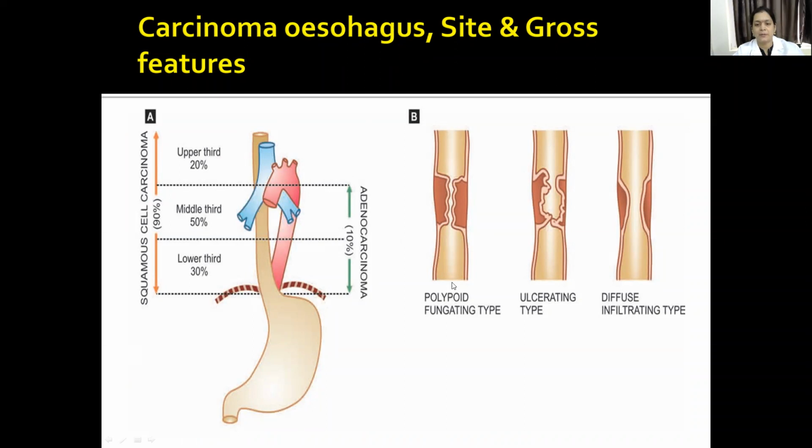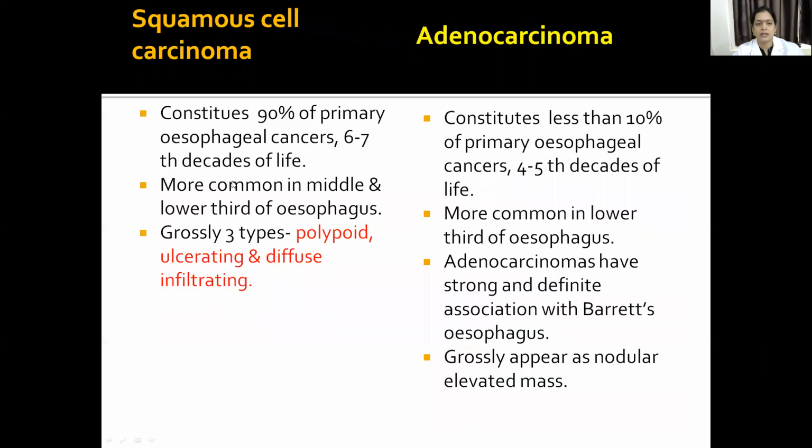So these are the types of the lesions of the gross appearance of the tumor. This is a polypoid, and this can be an ulcerating type, and then diffuse infiltrating type. Right, so there's polypoid, ulcerating type, and diffuse infiltrating type. Now, I told you the most common cancers are the squamous cell carcinoma and the adenocarcinoma. Then squamous cell carcinoma occurs in 6 to 7 decades of life, and usually 4th, 5th.